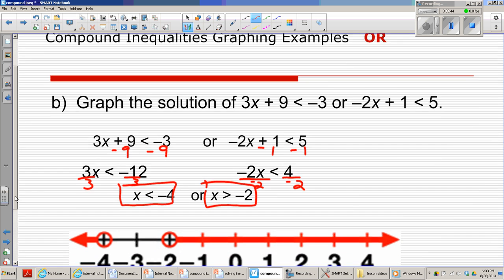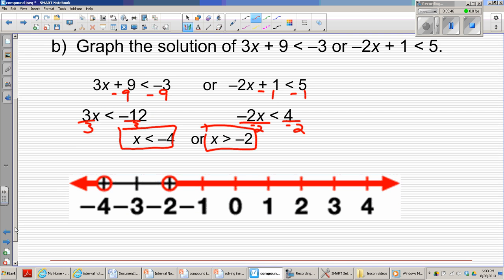To graph that solution, we would have an open circle at -4 and shade to the left. An open circle at -2 and shade to the right. This is a more typical graph of an OR situation than the one we had previously.